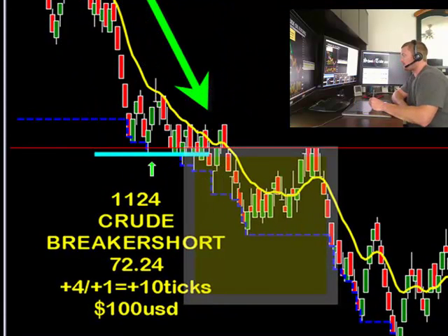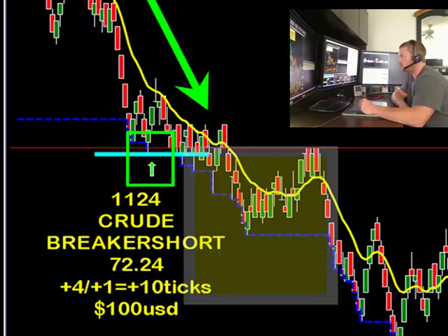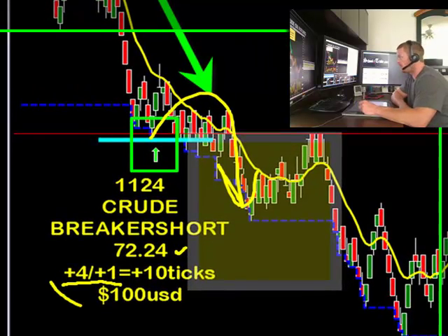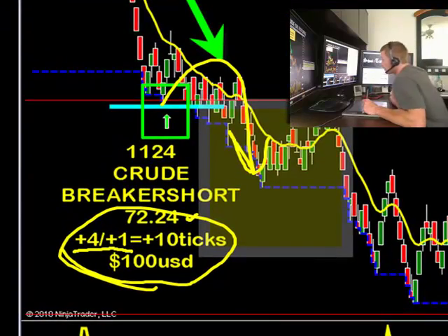This is a great example of how all we need, guys, is that one tick. Right, just give me that one tick, new lower low right there, below that 72.27 level. Right, get that one tick lower low, and then all of a sudden we are getting right below that swing low for a breaker pattern short. 24 was the fill. We took 2 off at 4, 2 off at 1. That's 8 plus 2 is 10 ticks or 100 USD.